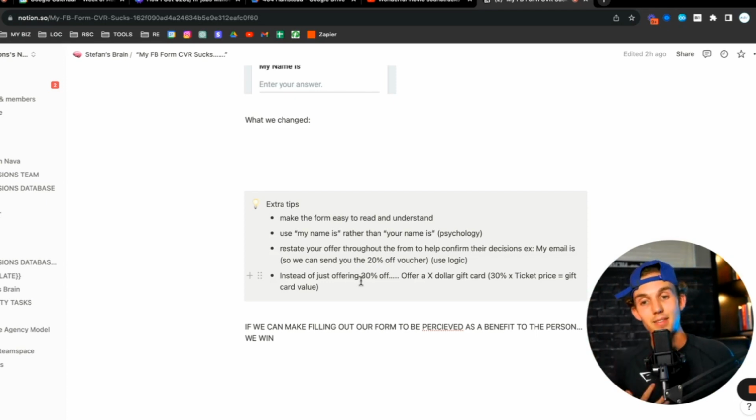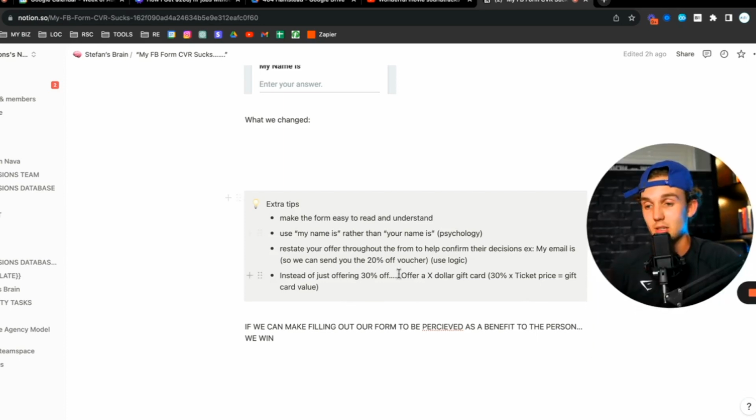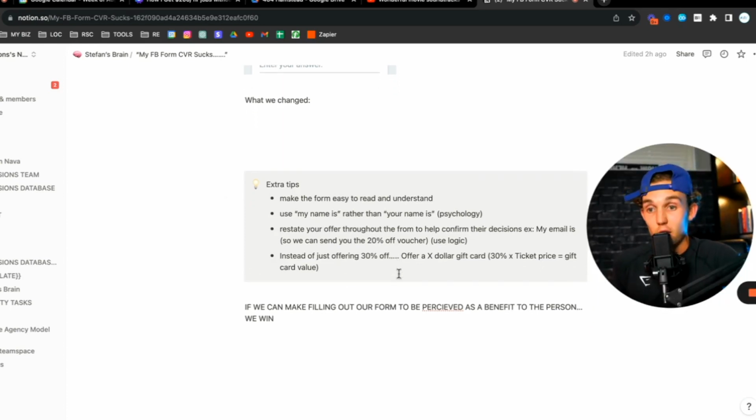Because people like to get stuff, not give stuff away. So if you say, hey, claim this gift card, they feel like they're getting money, which is a huge benefit to the person. So they will likely fill out their information. And so with that being said, the last little thing here is if we can make filling out our form to be perceived as a benefit to the person filling out the form, we will win. We will win. Okay, so just remember, the form should be seen and perceived as a benefit to the person who is filling out the form.